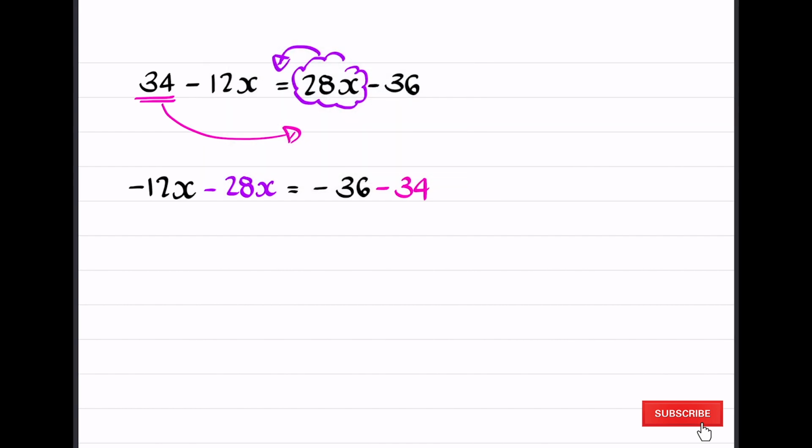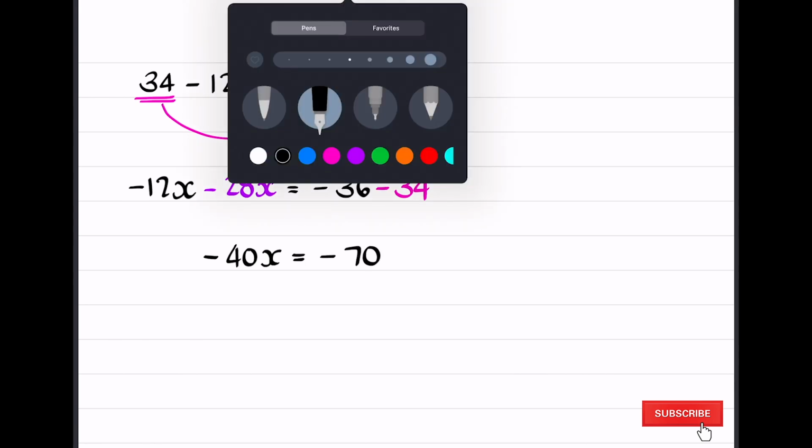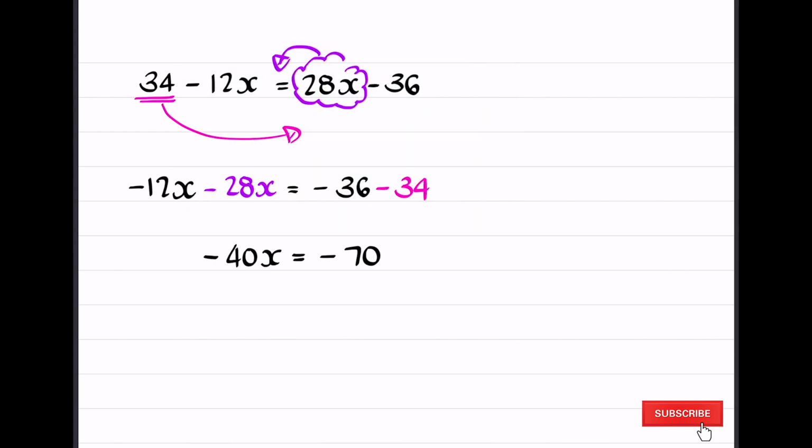it changes its sign. Now I have on the left-hand side minus 12x minus 28x, which gives me an answer of negative 40x, equal to negative 36 minus 34, which is negative 70. But I don't want negative 40x, I want the x to be by itself. So in order to get that x by itself, I'm going to divide by the coefficient. The coefficient in this case is negative 40, so I'm going to divide by negative 40 so that the negative 40s cancel. What I do to the one side, however, I'm going to do to the other side, and I'm going to divide negative 70 by negative 40.